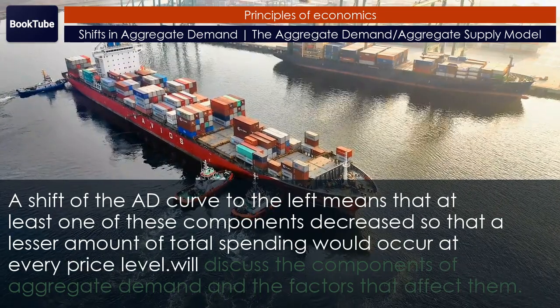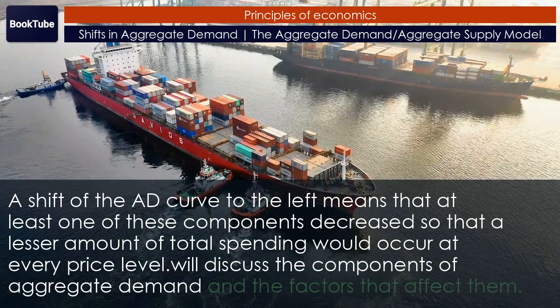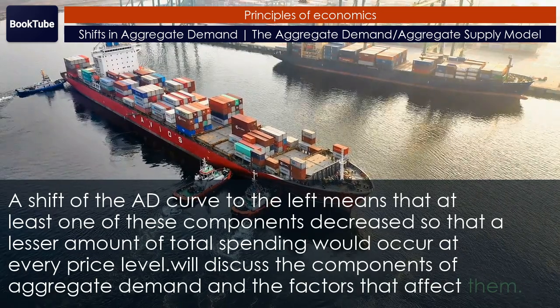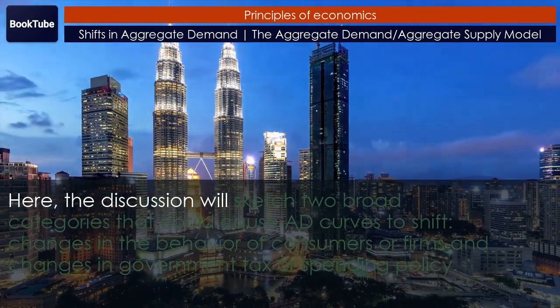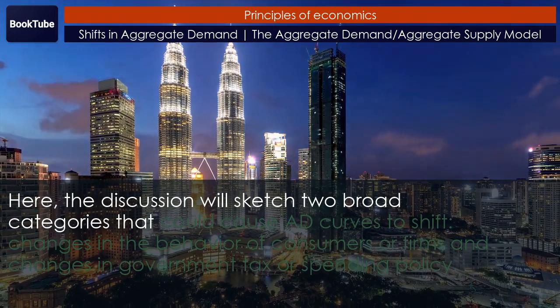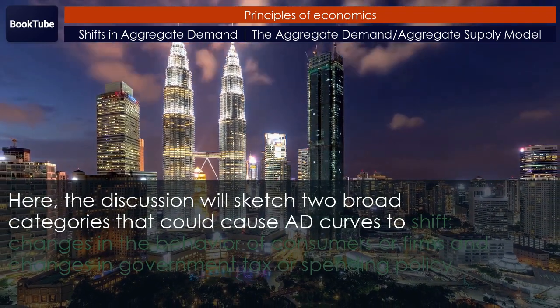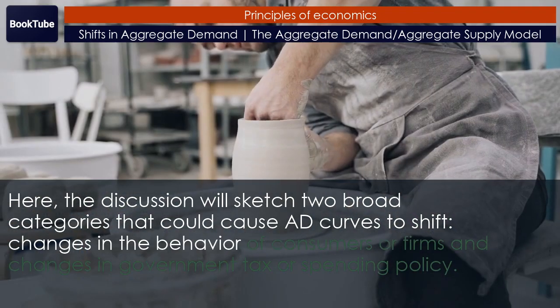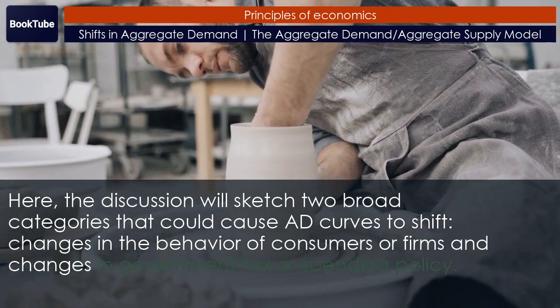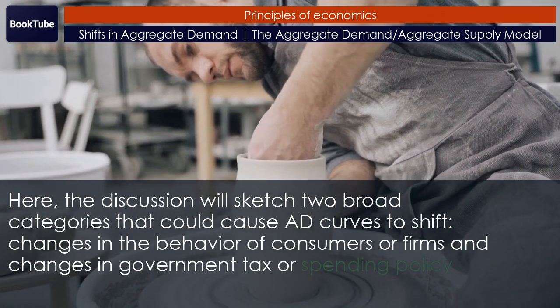We'll discuss the components of aggregate demand and the factors that affect them. Here, the discussion will sketch two broad categories that could cause AD curves to shift: changes in the behavior of consumers or firms, and changes in government tax or spending policy.